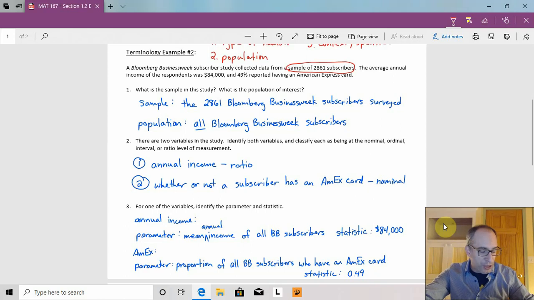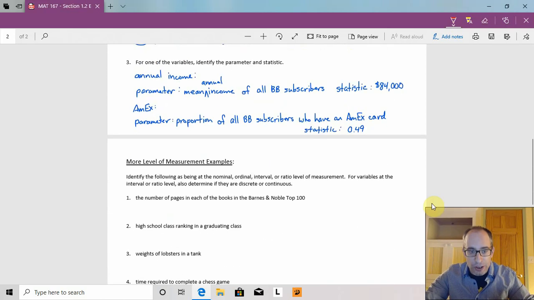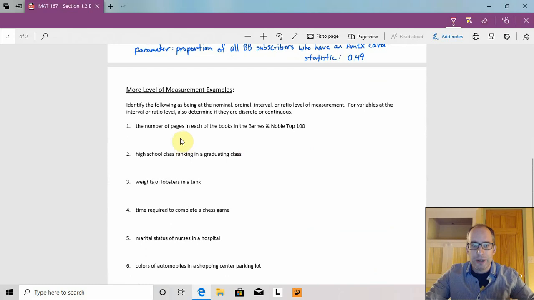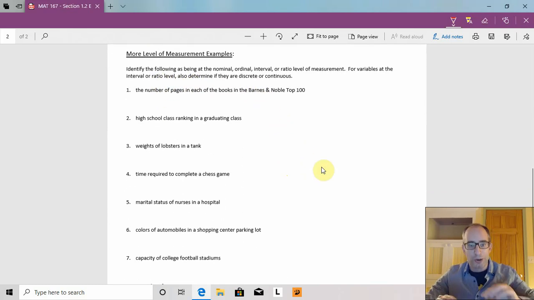The next thing on the next page is identifying what type of variables we have, and then for ones that are interval or ratio, are they discrete or are they continuous? Okay, so first, number of pages in each of the books in the Barnes & Noble Top 100. The first thing is you've got this number of, and when you see that, you want to be thinking count, and count means discrete.